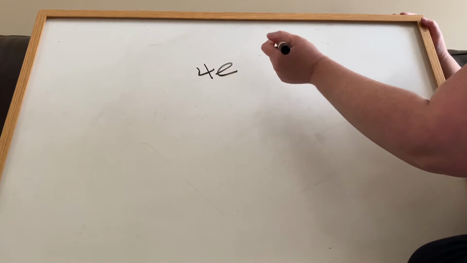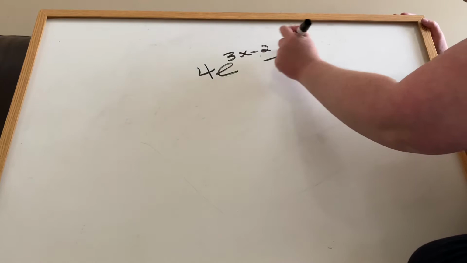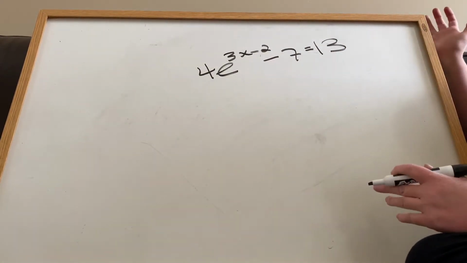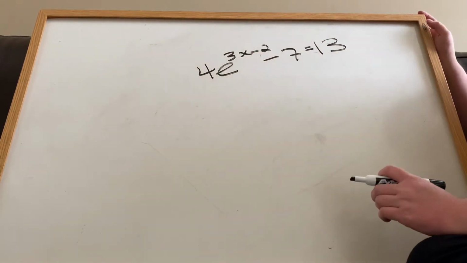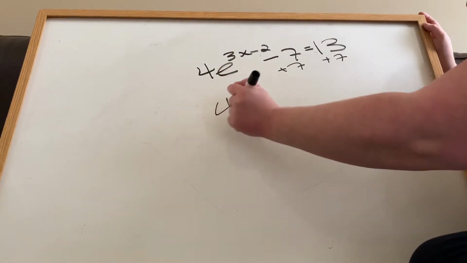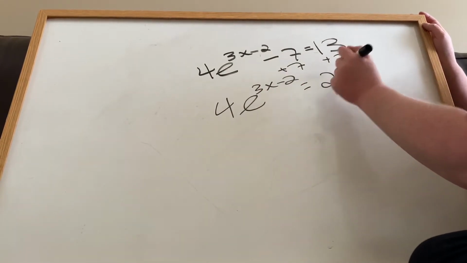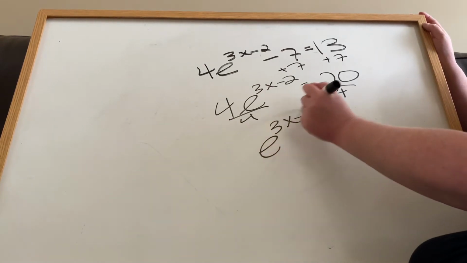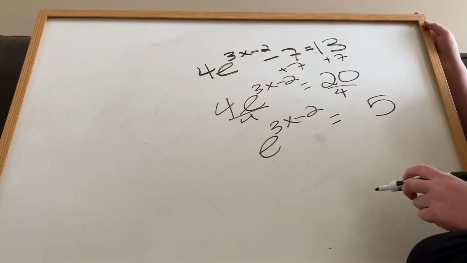So this one, while not horrible, is slightly messier than the other ones that we did, in that your exponent is not just x, which is fine. So you have to get the e part by itself and have the problem be in its most basic form. So you would add over the 7. So then 4 e to the 3x minus 2 equals 13 plus 7, which is going to be 20. Divide by 4. So then e to the 3x minus 2 equals 20 divided by 4, which is going to be 5. Now you have to get rid of the e.